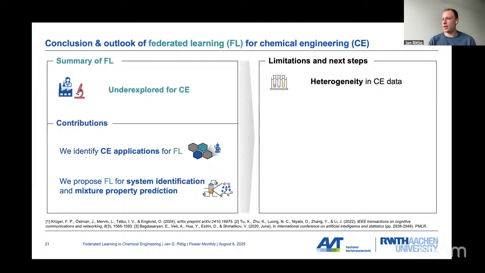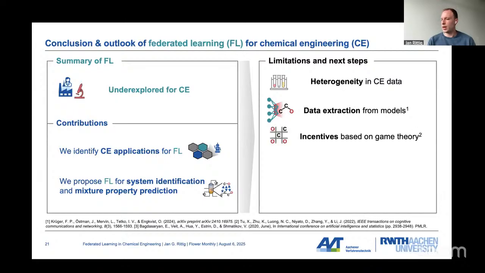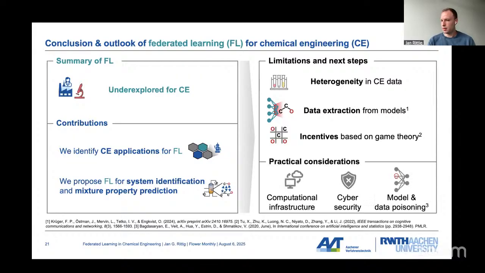And as limitations and next steps, it would definitely be important to look further at the heterogeneity in chemical engineering data. Also consider data extraction for models, especially for the molecular domain. There has been some recent work on that. And also creating incentives based, for example, on game theory, due to the reasons that we saw on the last slide. And definitely for practical considerations, it's important to account for computational infrastructure, cybersecurity, model and data poisoning, and so on.